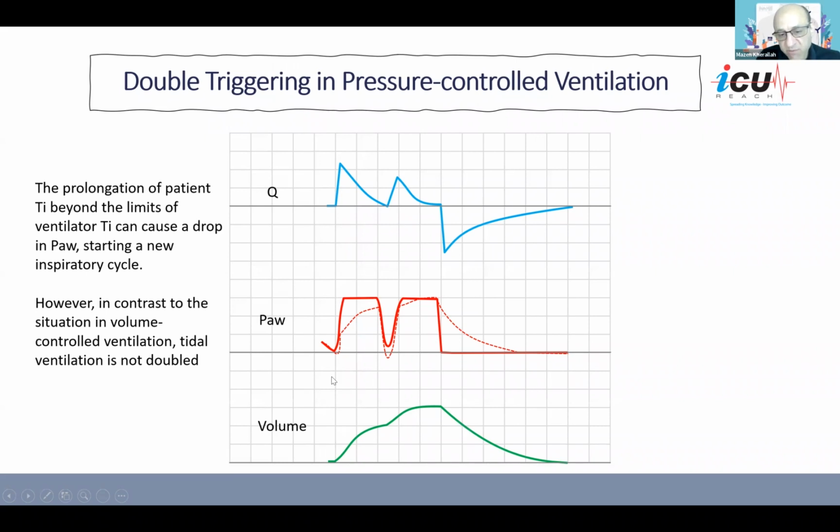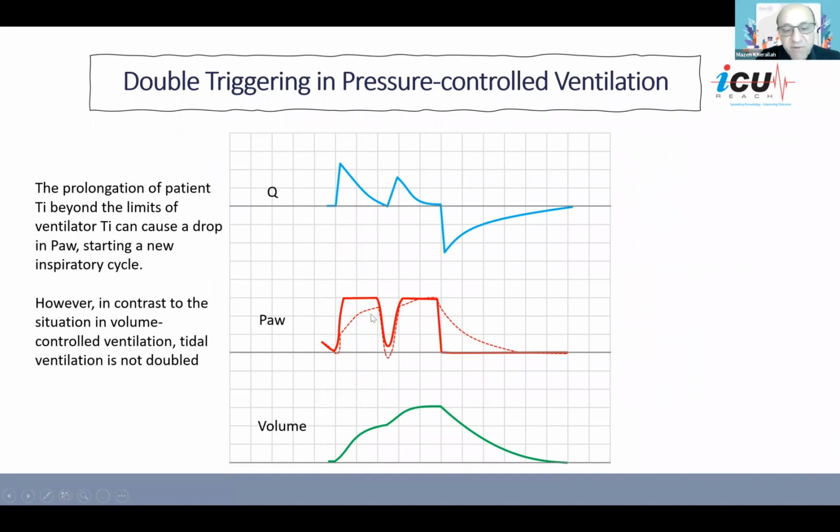And the difference between volume control and pressure control: in volume control, you fix the volume and the machine will deliver that volume no matter how much pressure is going to be taken. In pressure control mode of ventilation, you determine the pressure that you set on the machine, and the volume will be the result of the resistance and the compliance of the respiratory system. So the volume is variable.